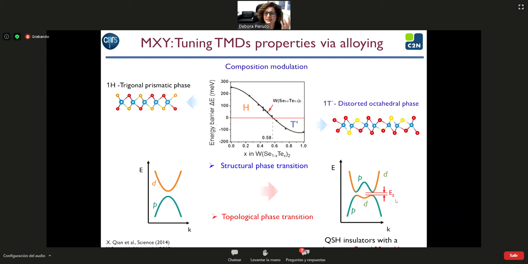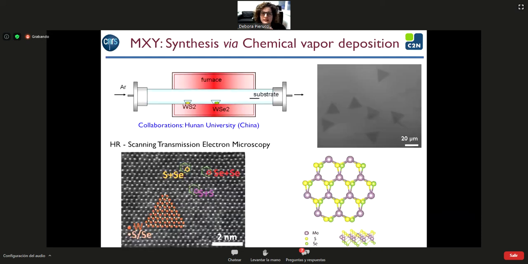So until now, to my knowledge, this phase transition was only measured for standard TMD. There is no measurement of this transition for the ternary alloy in the literature, to my knowledge. So now the question is how we can obtain this ternary alloy. Our choice was to do this with chemical vapor deposition.